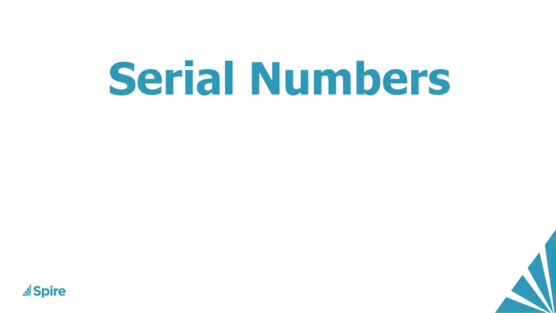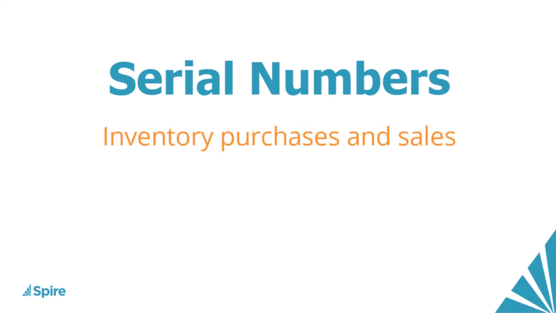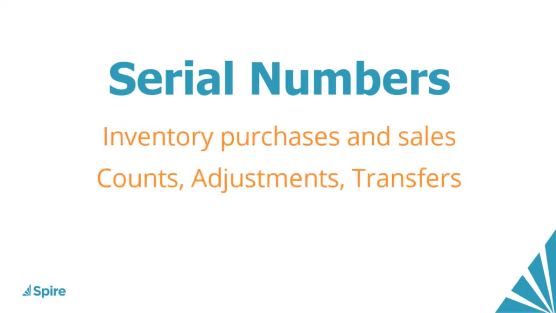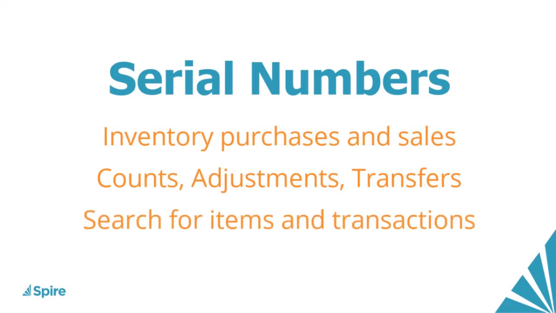Spire supports the ability to maintain and track serial numbers on inventory, to identify when specific items are purchased and sold. Other inventory transactions can also use serial numbers to identify item movement, and you can search for places that refer to this serial number.